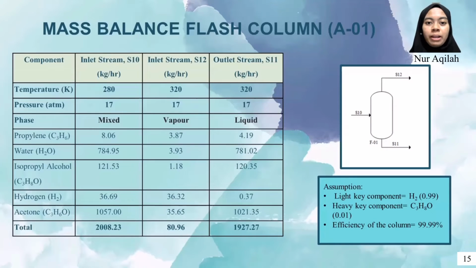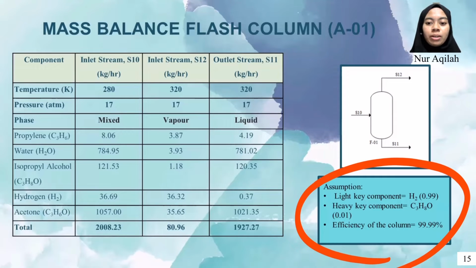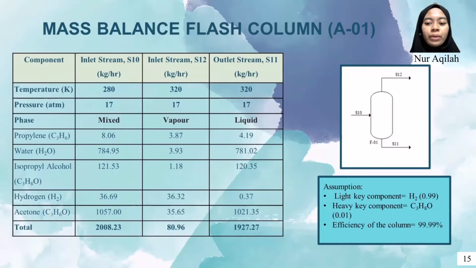So for the mass balance of the flash column, the assumptions are the light key component is hydrogen, which is about 0.99. The heavy key component is isopropyl alcohol, which is 0.01. And the efficiency of the column is 99.99%.